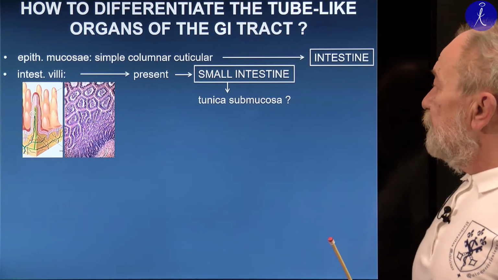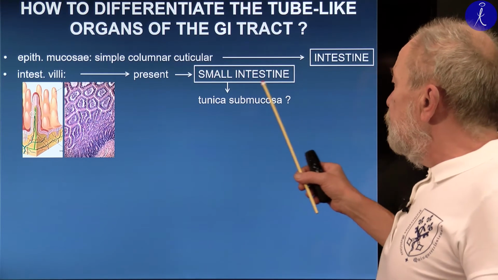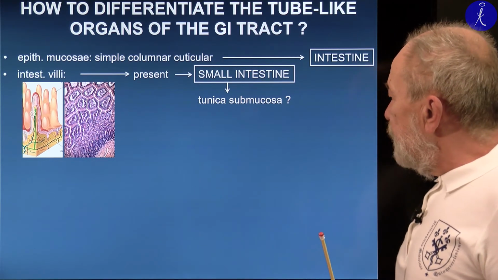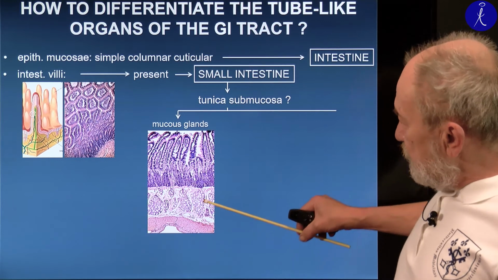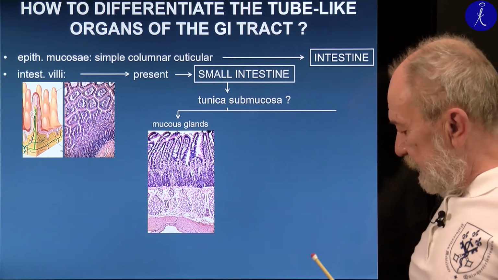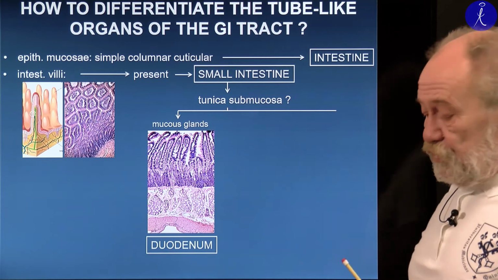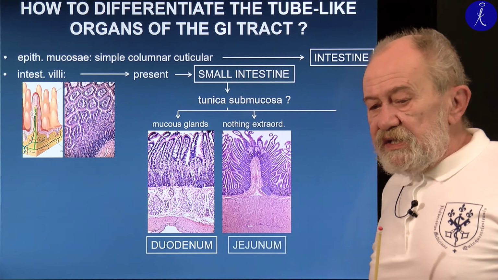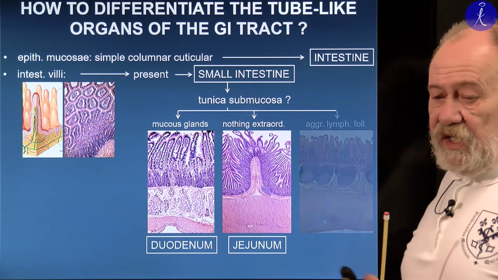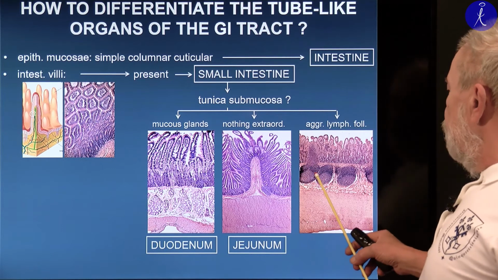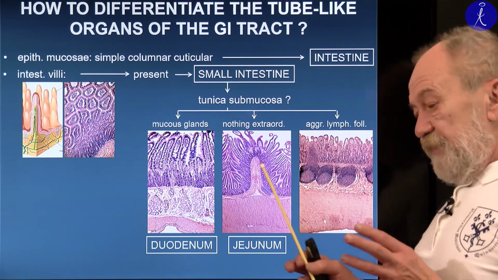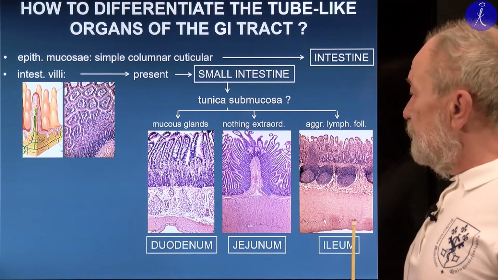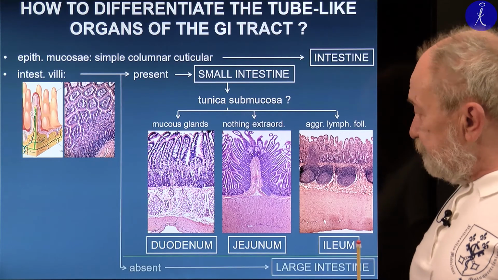The next question you ask when you end up at this diagnostic point: what does the tunica submucosa contain? If mucous glands are within it, then you can tell that the slide is from the duodenum for sure. If there is nothing specific, nothing extraordinary, then the slide should be from the jejunum. And in case of the ileum, aggregated lymphatic follicles are filling up the tunica submucosa at different regions, then this one should be taken from the ileum.